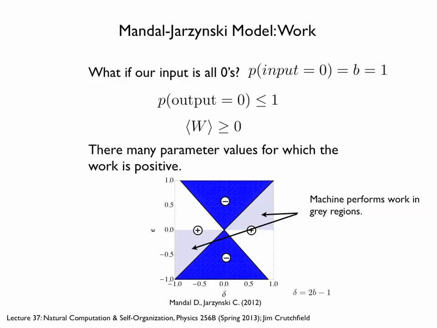So what if all our inputs are 0? That means that the probability of input equals 0 is 1.